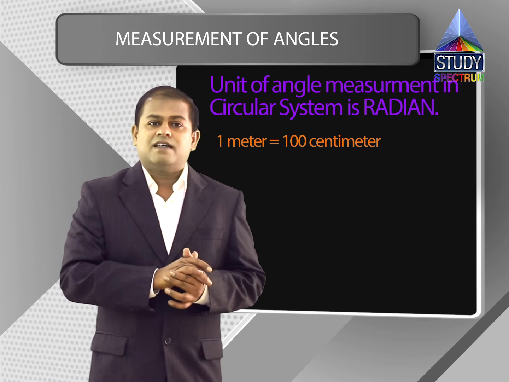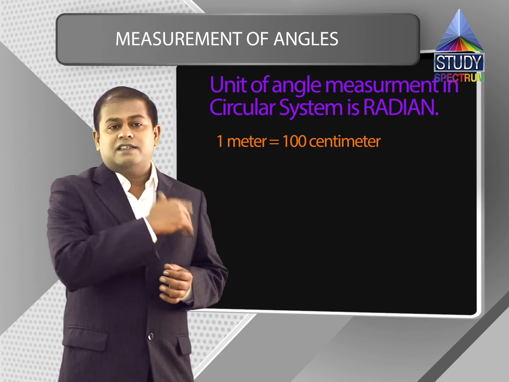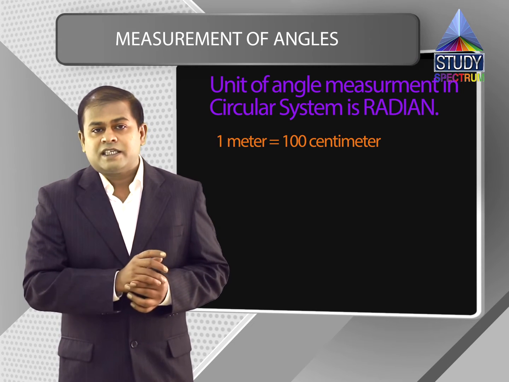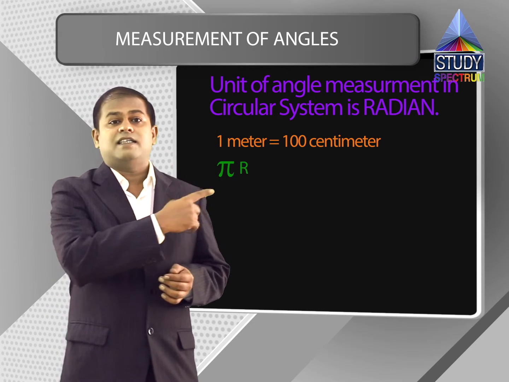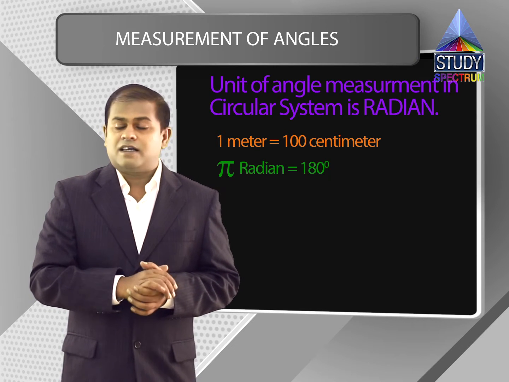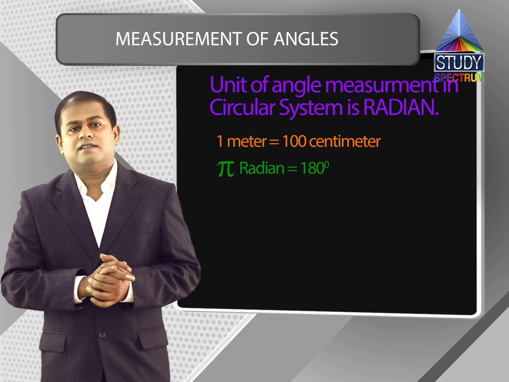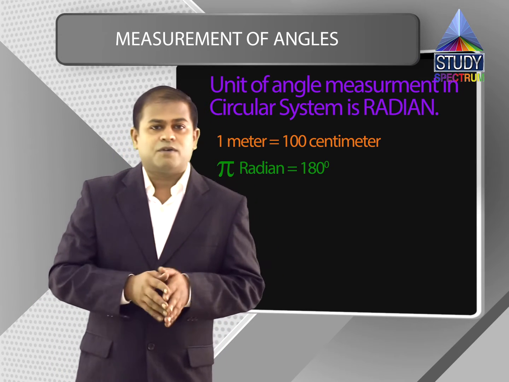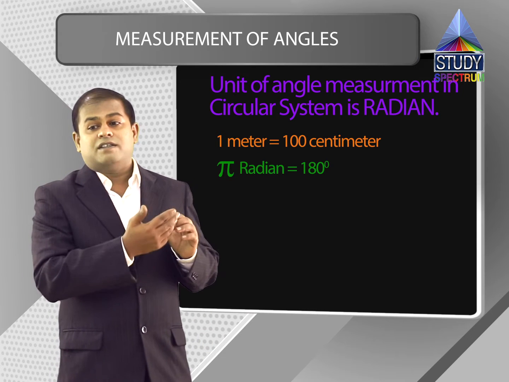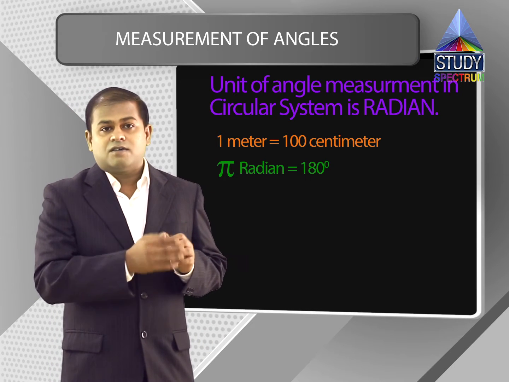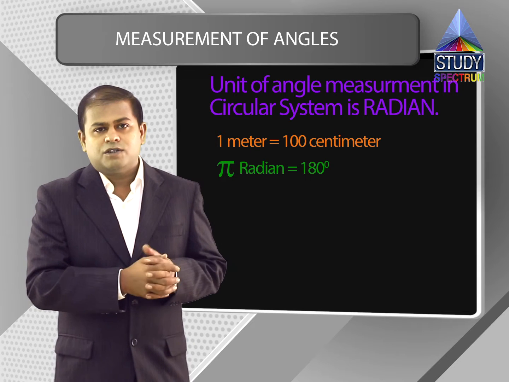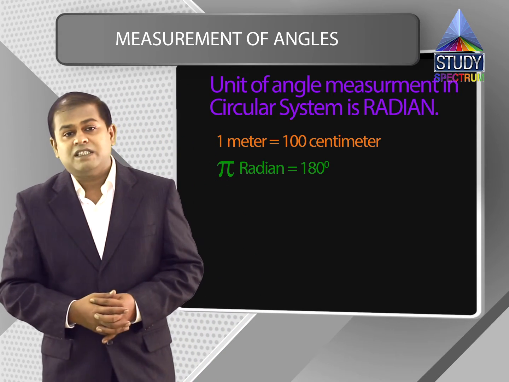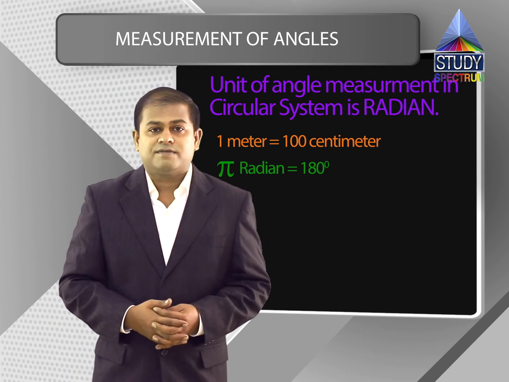The same way, here we are seeing different units of angular measure. So pi radian is equal to 180 degree. That doesn't mean pi is equal to 180. The value of pi is approximately 3.14 only. This is conversion between angles in different units. Pi radian is equal to 180 degree. That doesn't mean pi is equal to 180. Right?